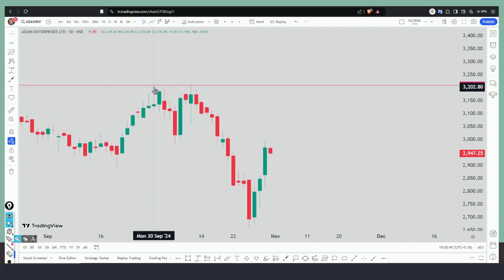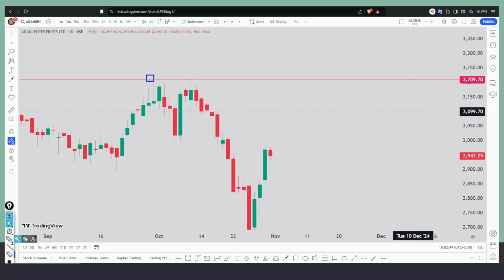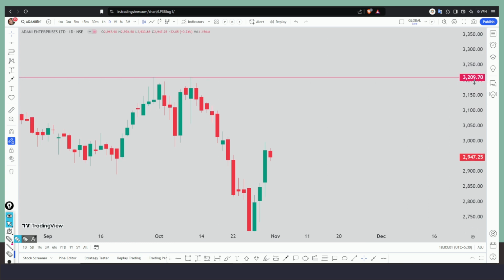If we observe, on 30th September 2024, when the market approached this level, it got rejected in this candle. What does it represent exactly? Sellers are there when the market approaches this level, roughly 3210. Again it took time, and again it came back to bombard this level.